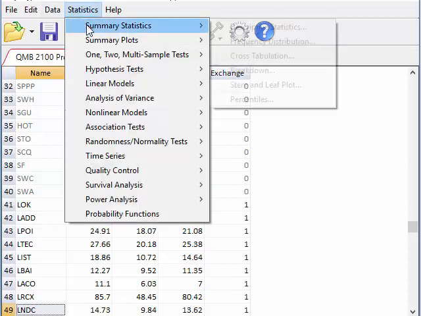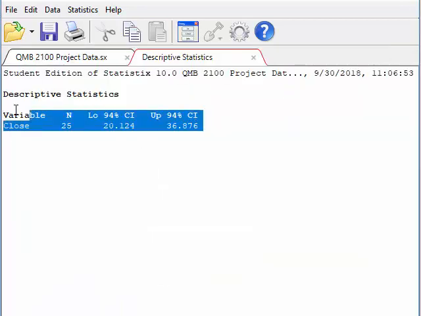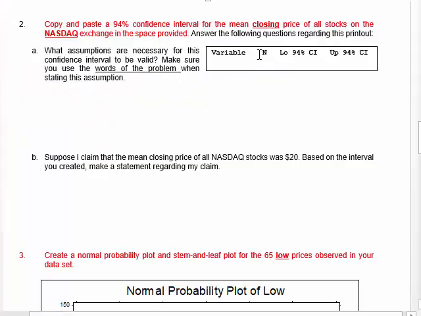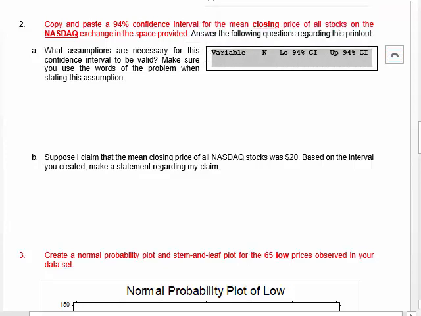And so now we need to generate the printout. I'm going to go back to descriptive statistics. I'm going to keep N. I'm going to keep confidence interval, except this time I'm going to choose the closing price, and I'm going to change this. I asked for 94%. And I'm going to type OK here. Oh, that's a perfect printout for me, because I know what, whoops, Control C is what I wanted. I hit Control V instead. And now I'm going to go and put it in here.